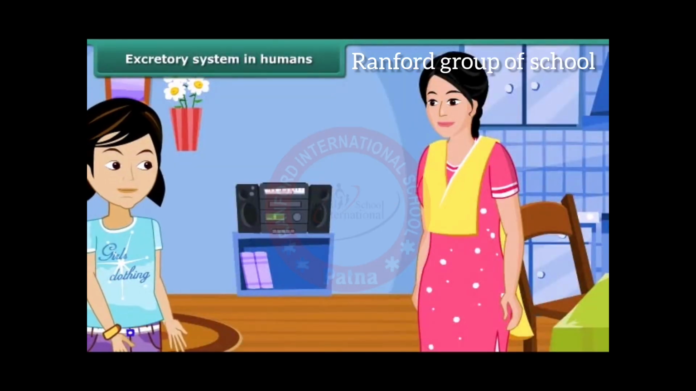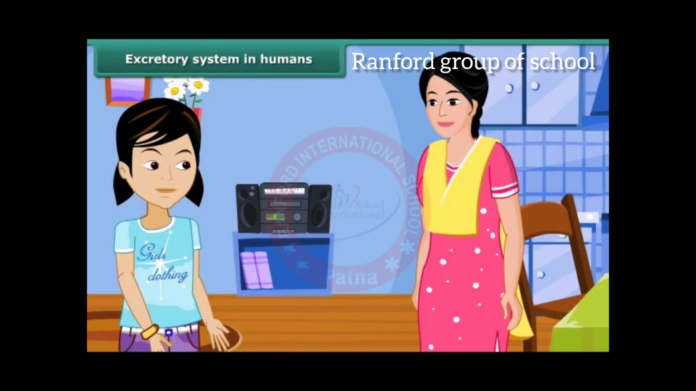Vanitha comes home after jogging. She is covered in sweat. Her mother asks her to take a bath. Why? Sweat is a waste that must be removed from the body.